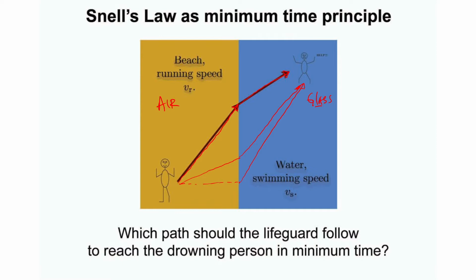go on land, and then it is basically reducing the distance it has to swim. I hope I came across in what I was trying to explain. Right. So that's Snell's law, in a way the least time principle. Right.